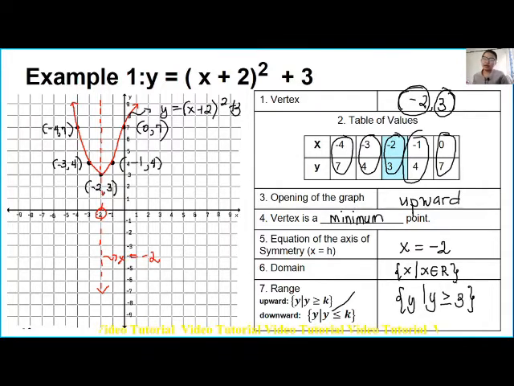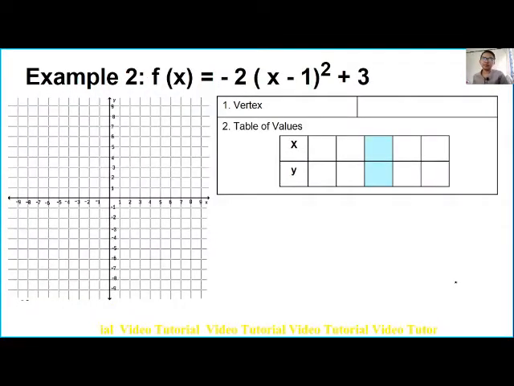So let's try another example. Let's have f of x equals negative 2 times the quantity of x minus 1, quantity squared, plus 3. So this is also in its vertex form.